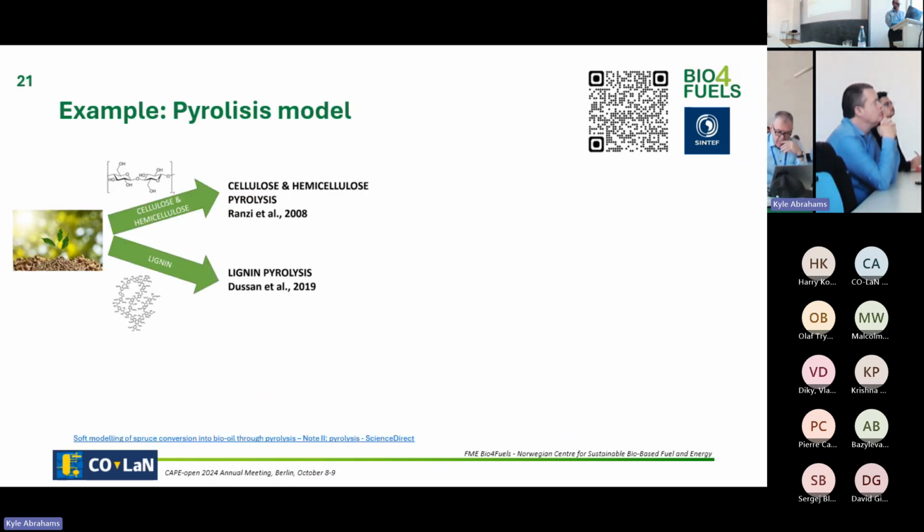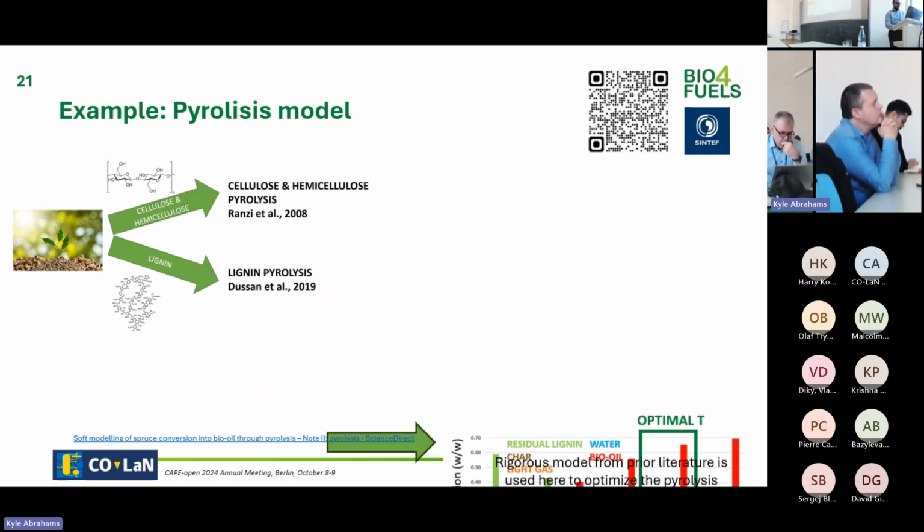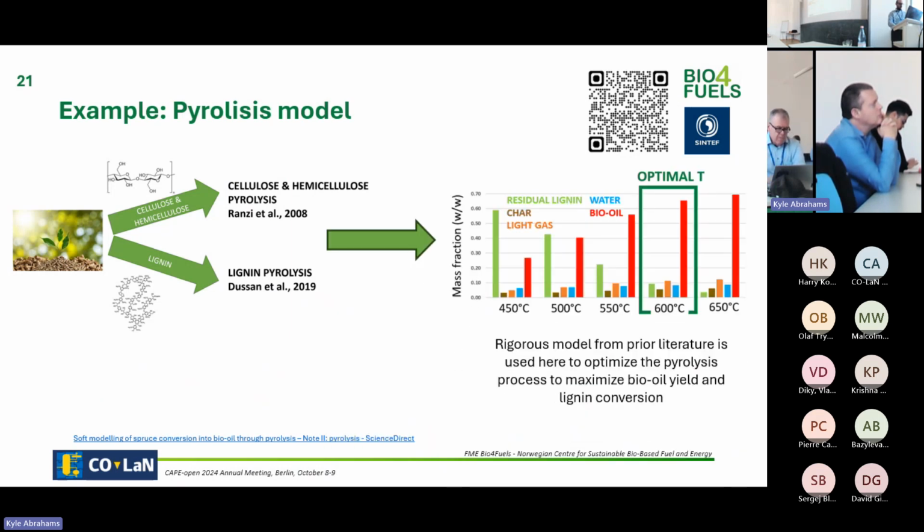For instance, we started from the Ranzi model to characterize the pyrolysis of cellulose and hemicellulose. For the lignin, we adapted the Lussan model. From that one, we tuned the model in order to understand what is the optimal temperature window to achieve essentially a good conversion of your biomass and to increase also the bio-oil yield of the process.